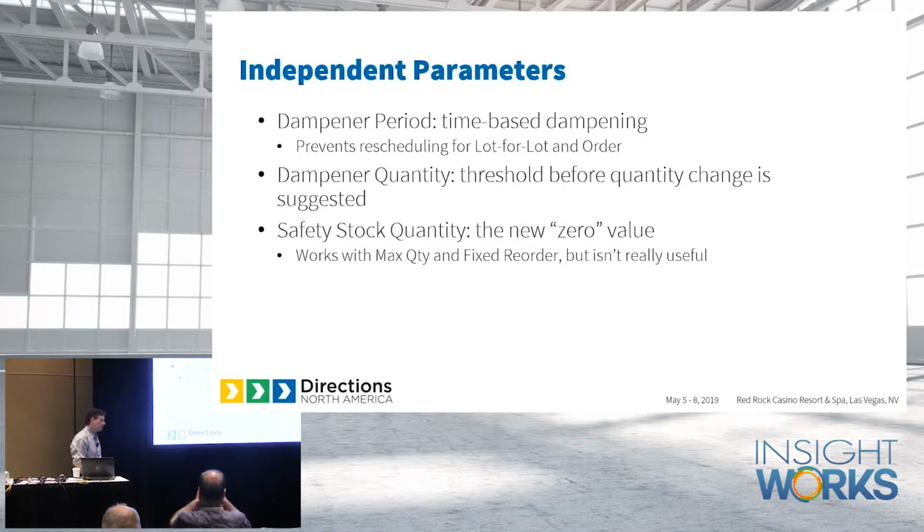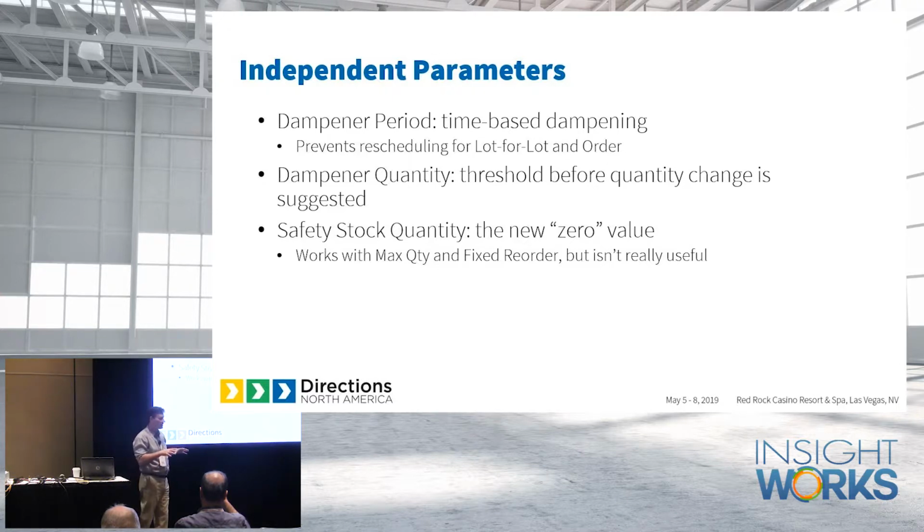Independent parameters. So these are things that apply sort of globally. So you've got those essentially 5 choices that you can set when you're doing the planning: min, max, lot for lot, fixed reorder, blah, blah, blah. And some of these things apply to all of those different reordering policies. And I lie there a little bit because some of them don't, as it says on here.